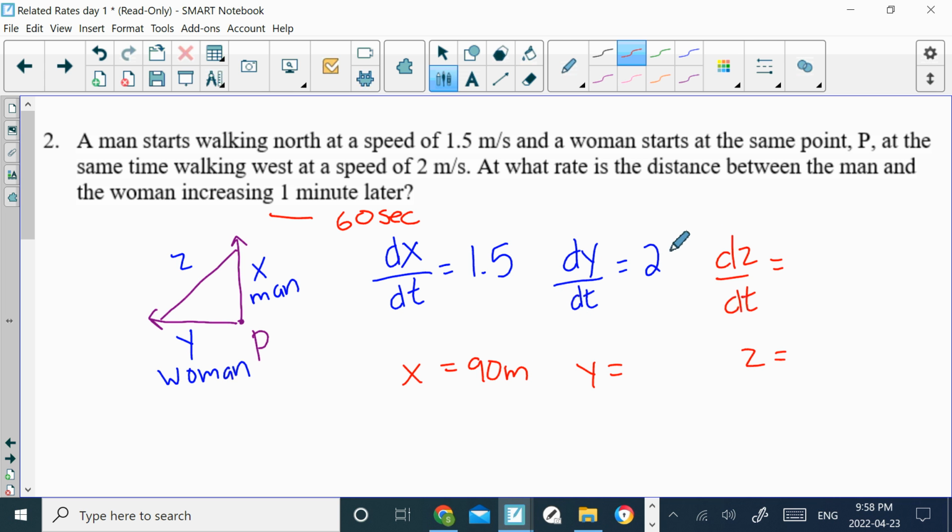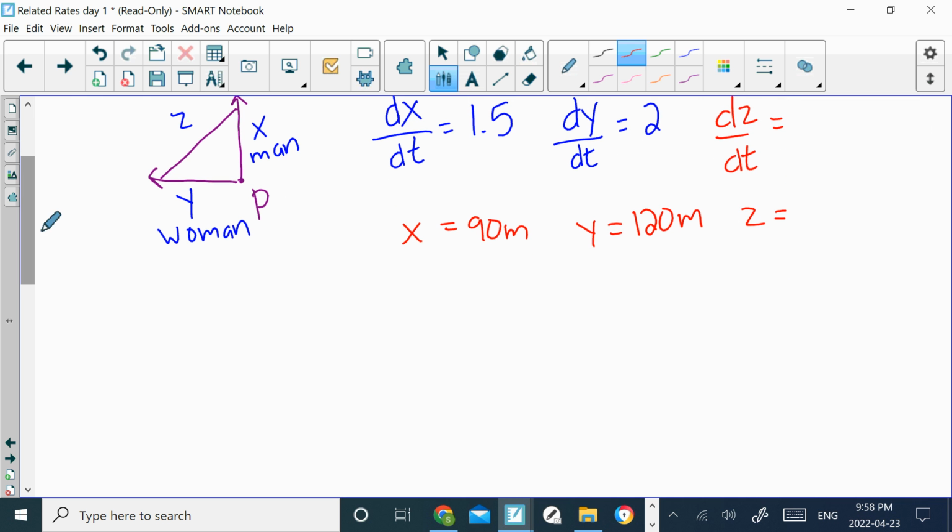The woman travels at a rate of 2 meters per second. In 60 seconds, she would be going 2 times 60. She'd go a distance of 120 meters. We could easily now calculate z using Pythagorean's theorem. So z squared is equal to x squared plus y squared. Z squared, so the distance between the man and the woman after 1 minute, would be 90 squared plus 120 squared.